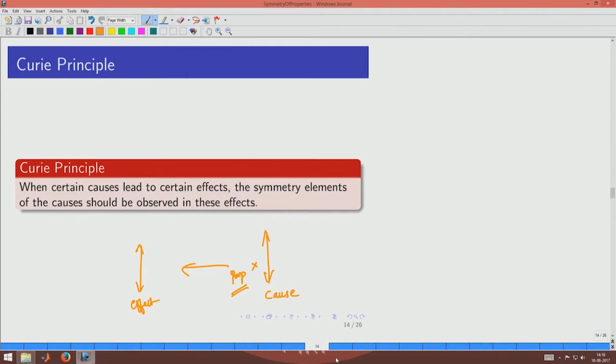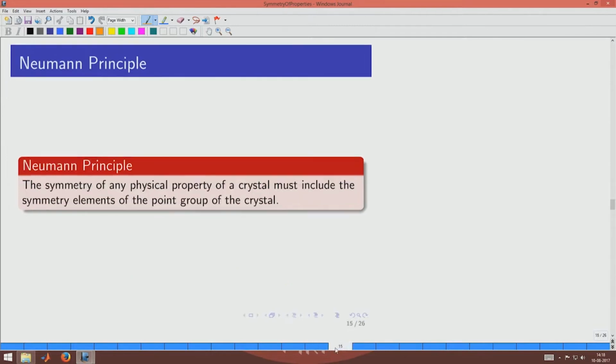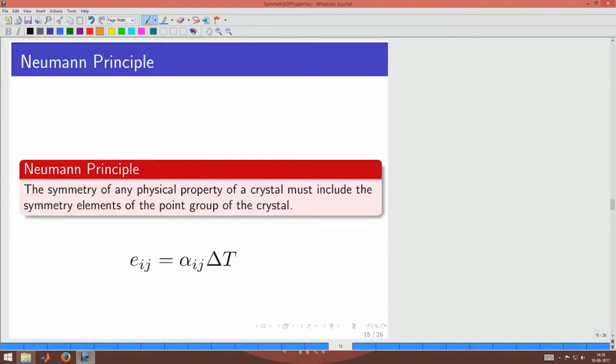and we need to now see what will help us with the properties, and that is where the so-called Neumann principle will help us. What the Neumann principle says is as follows: the symmetry of any physical property of a crystal must include the symmetry elements of the point group of the crystal. What it implies is that when we had this particular equation, for example, let us take the thermal expansion coefficient, alpha. Now, the thermal expansion coefficient alpha should have only those elements which are allowed by the point group of the crystal for which we are writing this alpha.